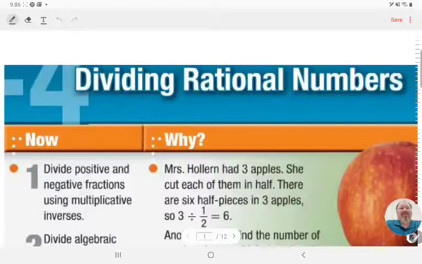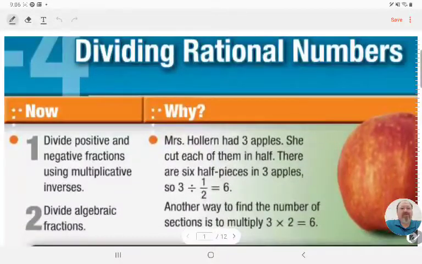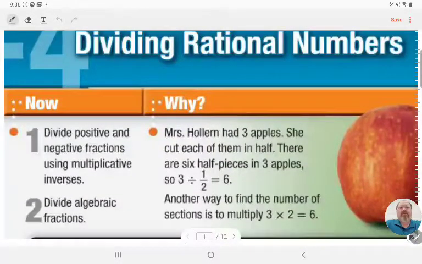So today we're talking about dividing rational numbers. We are going to divide positive and negative fractions using multiplicative inverses, and we're going to divide algebraic fractions.